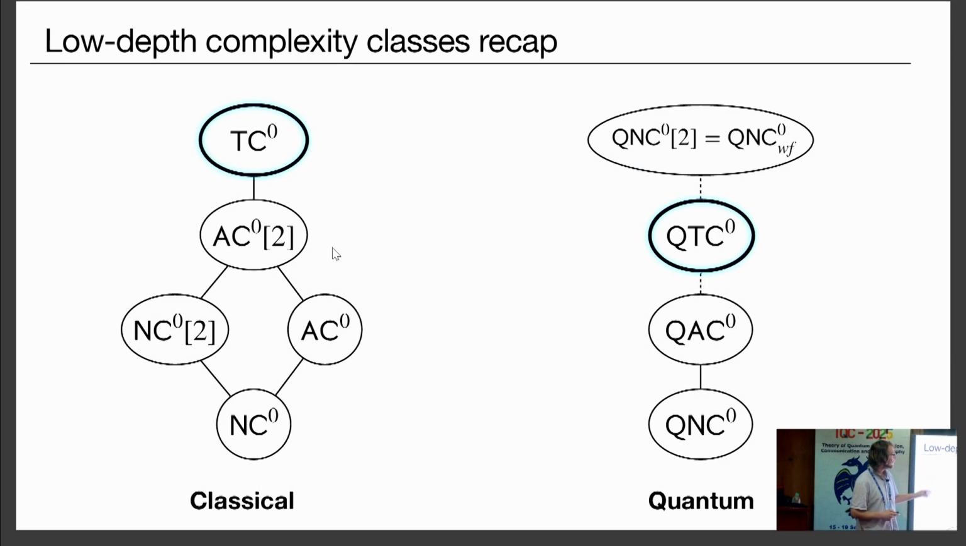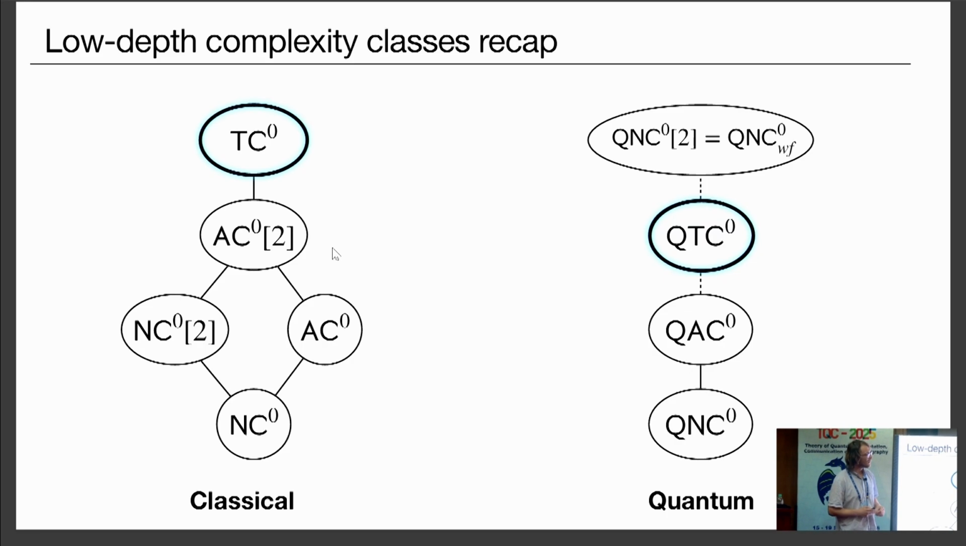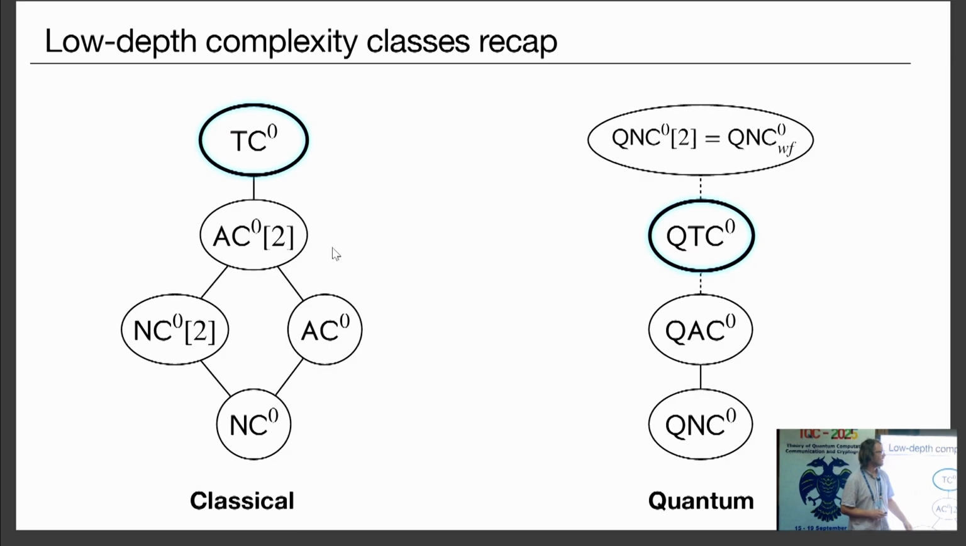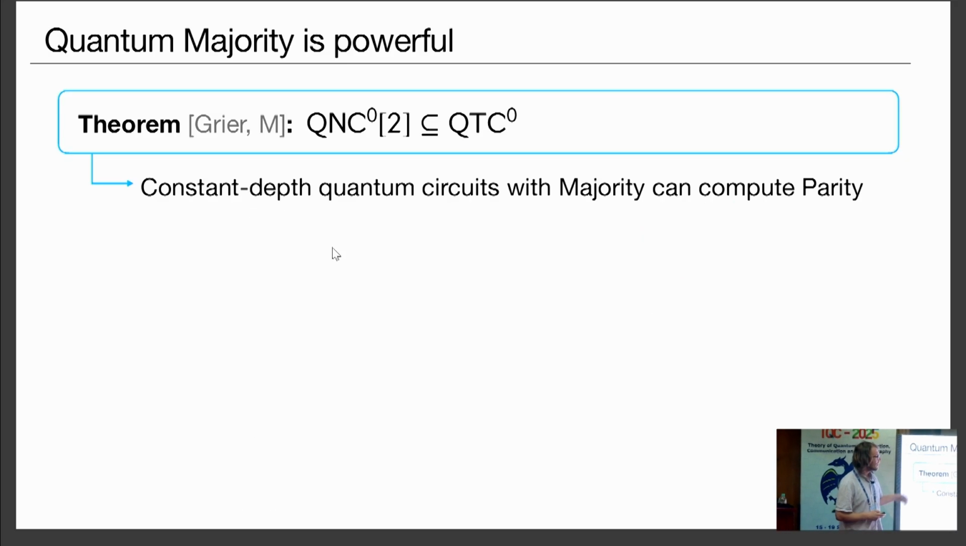And the second nuance here is that TC0 is the classical circuit model that can do everything that all of the other ones we've talked about can. But on the right, it's unknown, or at least it was unknown, whether or not this class is as powerful as the most powerful classes we've talked about so far. But that leads to our main result, which is that QTC0 can indeed compute this parity function, and therefore we can say that QTC0 contains QNC0 too.